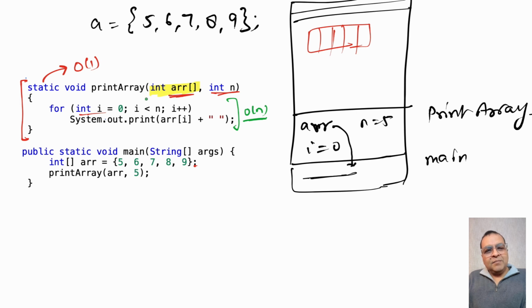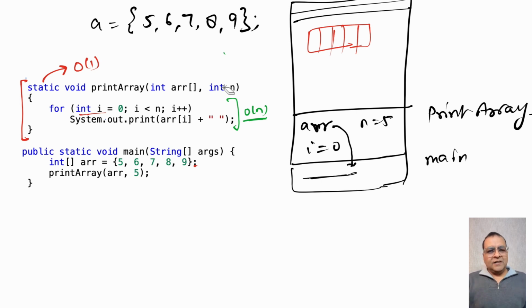So had it been a C++ function, we would have passed the parameters like this: integer pointer arr, comma, integer n. Because it is a Java function, the syntax of Java is different. But essentially, arr is still a reference only. Arr is not the entire array. So the array is not passed as value, only the reference to the array is passed. And therefore, the memory taken by this function is constant. It does not depend on the array.